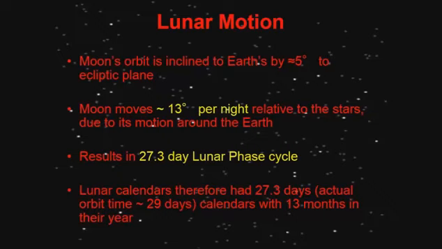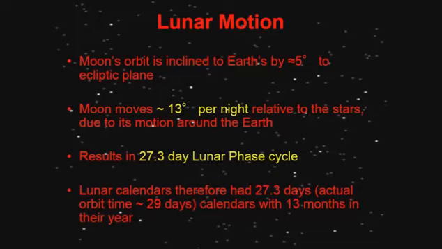If you actually look at the motion of the moon's orbit, it is inclined by 5 degrees to the ecliptic plane. Remember, the ecliptic plane shows the inclination of the Earth's orbit relative to the Sun. So our moon's orbit is not at the same inclination as our rotational axis. The moon is moving at 13 degrees per night relative to the stars, because of its motion around the Earth, and that gives us our 27.3 or 29 day cycle for the rotation of the Earth.